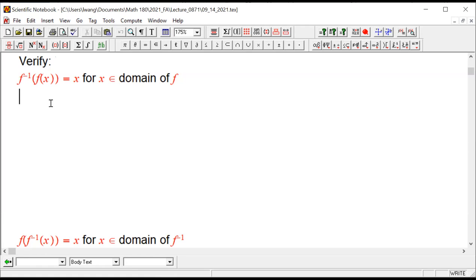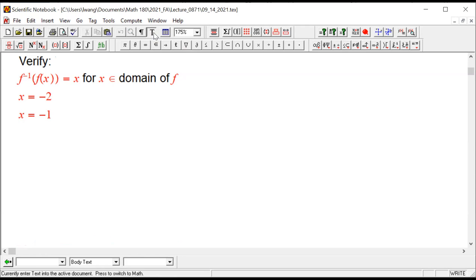What we do here is that we're going to verify. We're going to choose numbers from the domain of f. What's the domain of f? F is 2 to the power x, right? The domain of 2 to the power x is all real numbers. So I'm going to give you the values x equals -2, x equals -1, x equals 0, x equals 1, and x equals 2.